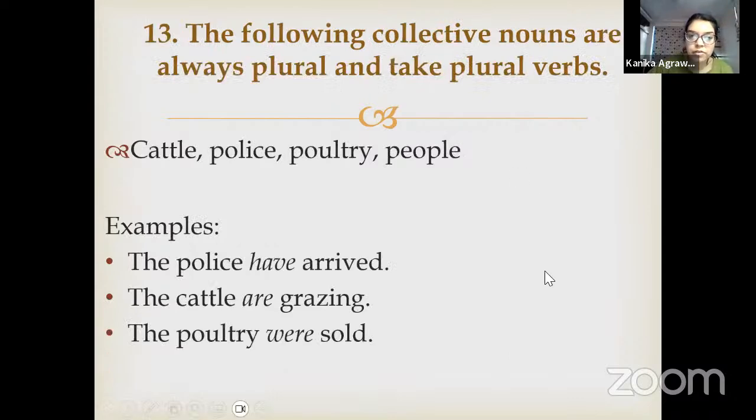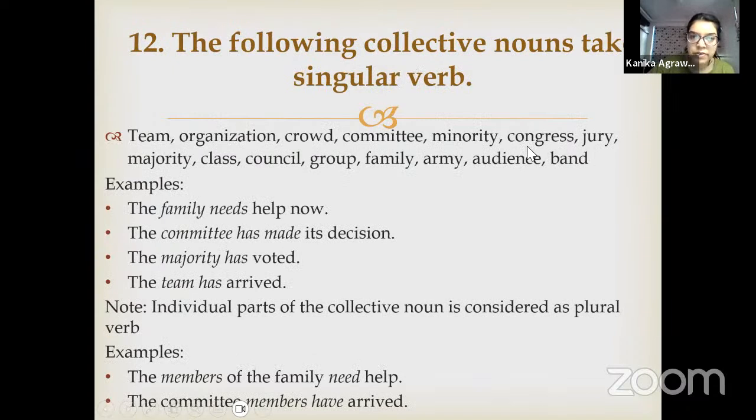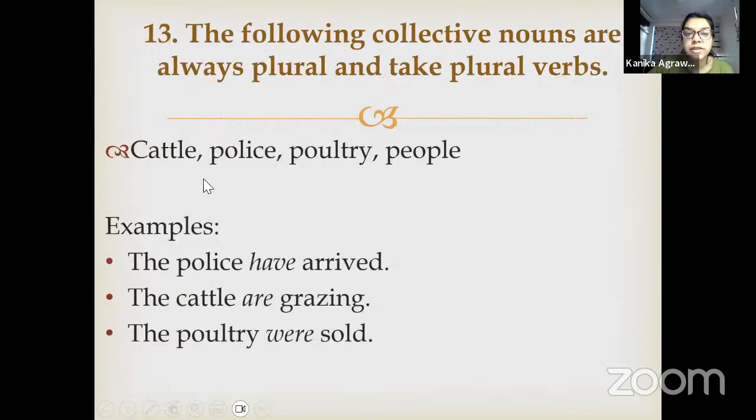These are also collective nouns, but these collective nouns always take plural forms and plural verbs. Okay, like you will not say the police has arrived, you will say the police have arrived. The cattle are grazing. I hope you know the meaning of cattle: cow, buffalo. Okay, the poultry were sold. Poultry means hen and all that, poultry farms and all. So in these cases, we will use have, are, were, plural verbs.